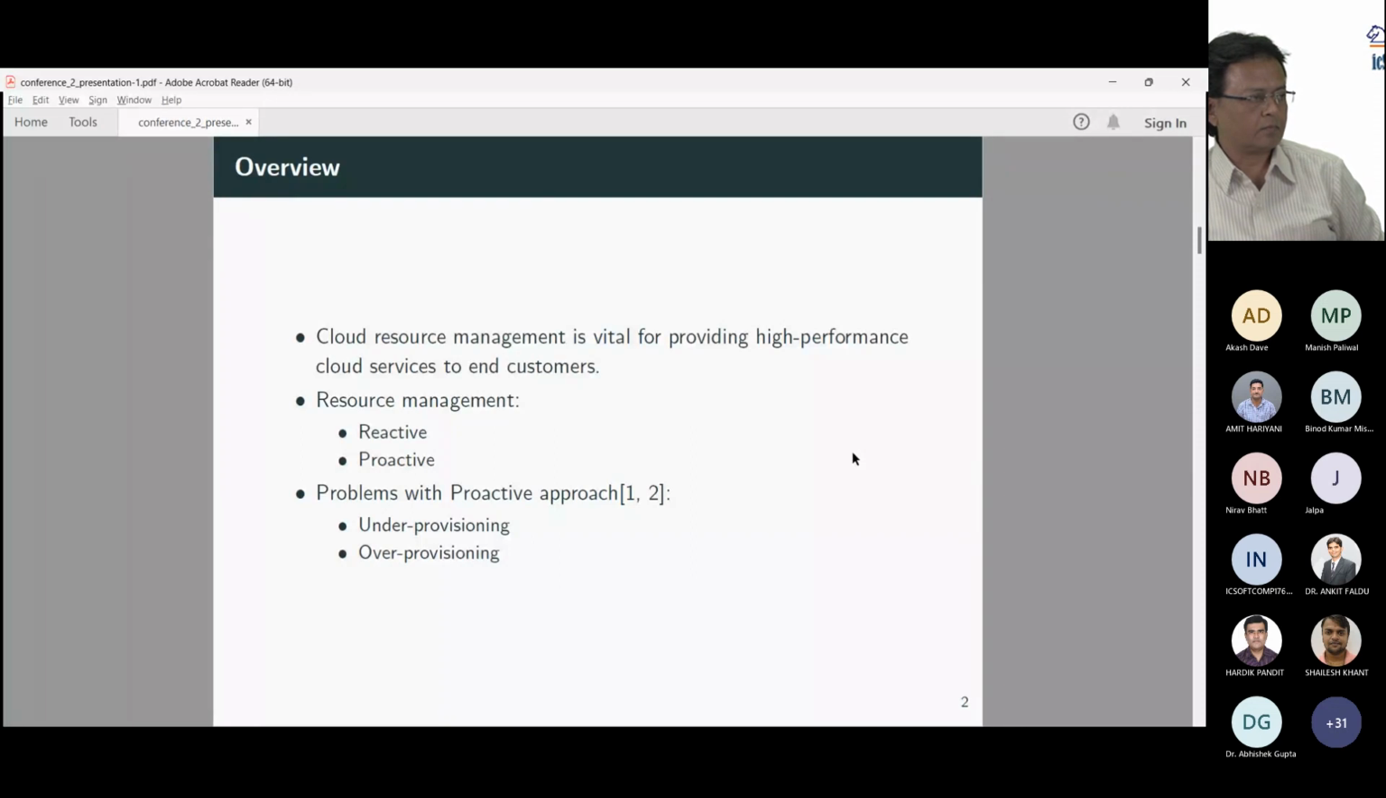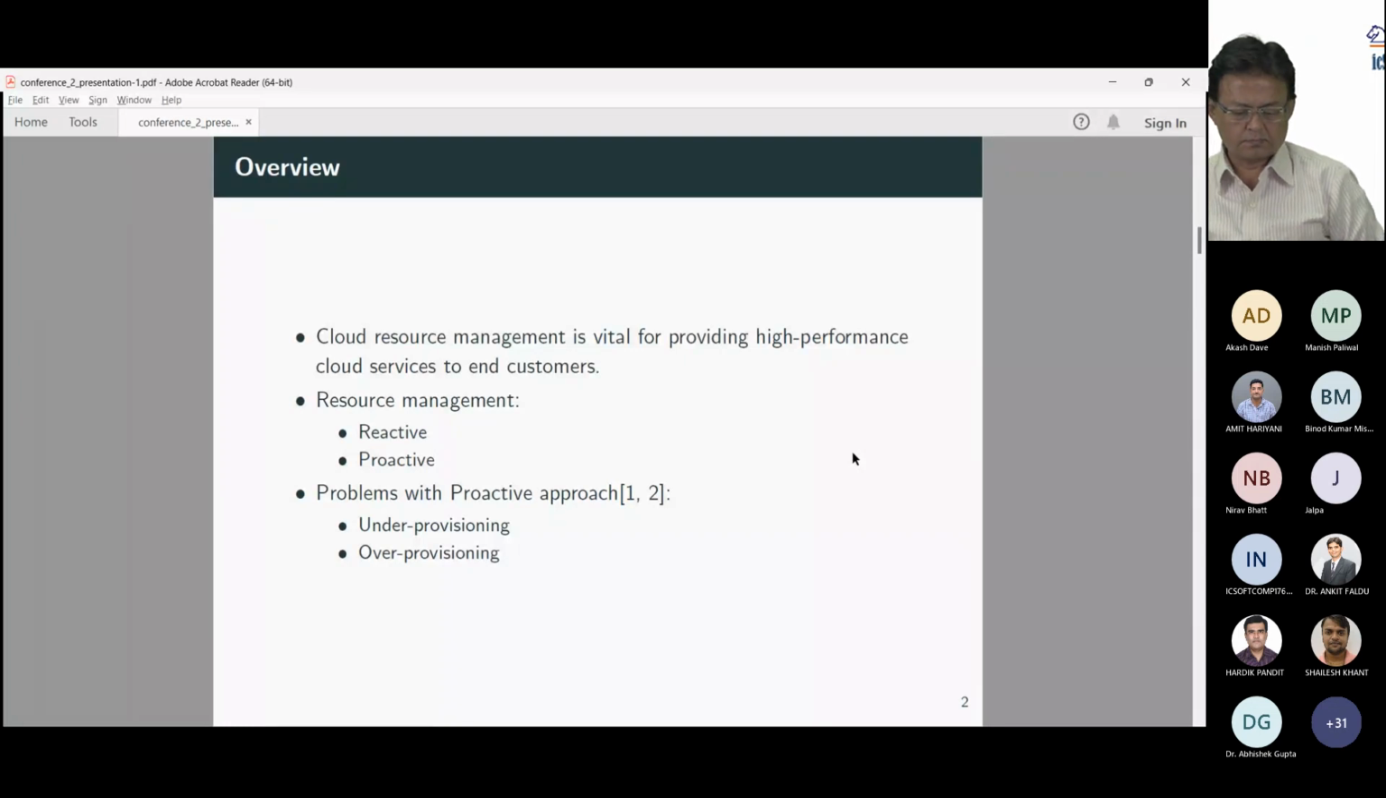From the perspective of cloud service providers, it is highly required to optimally utilize the resources and avail the cloud services to users based on their requirements. The resources can be availed to users in two ways: a reactive approach and a proactive approach. In the reactive approach, the resources are allocated to the users once they have requested them, and in the proactive approach, the resources are allocated to the user before they have requested.